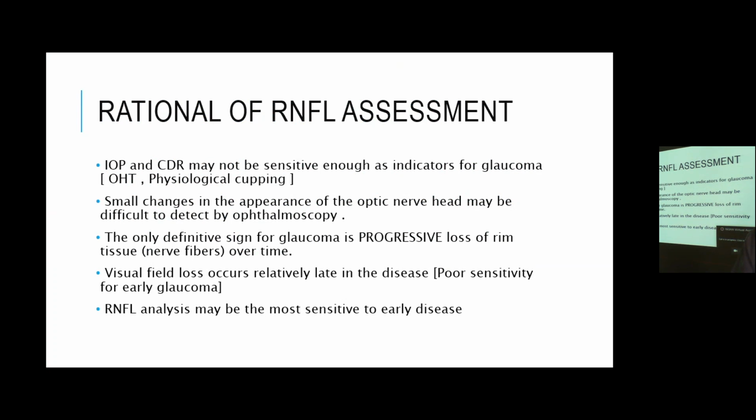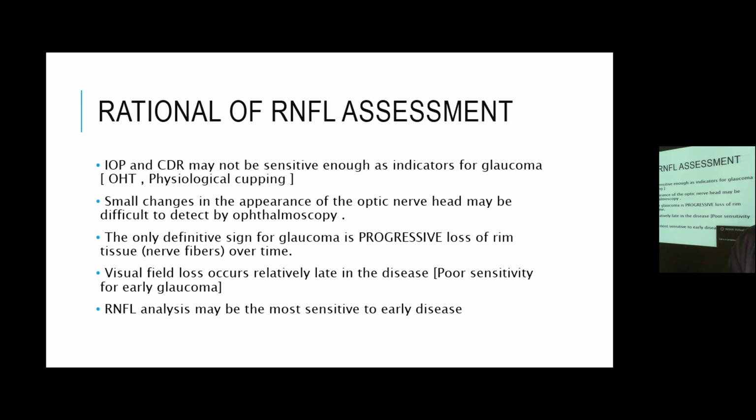The IOP and cup-disc ratio may not be sensitive enough as indication of glaucoma. For example, ocular hypertension, physiological cupping. Small changes in the appearance of the optic nerve head may be difficult to detect by ophthalmoscope.